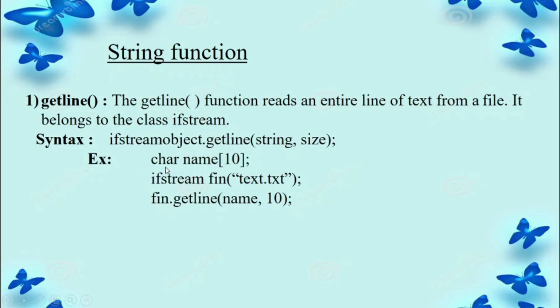So in the example you see char name of 10. So this is the name of the string with 10 characters, and ifstream fin. Ifstream is a class name. Fin is the object name, and here the file name is mentioned. So using this fin object, fin dot getline of name comma 10. That means using this object we are calling this getline function. So it will read 10 characters of text from the file.